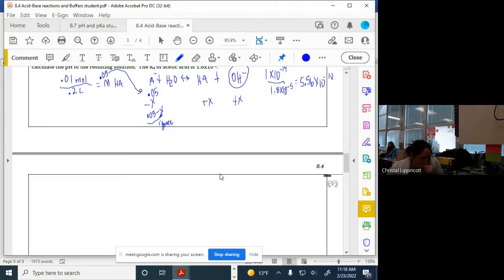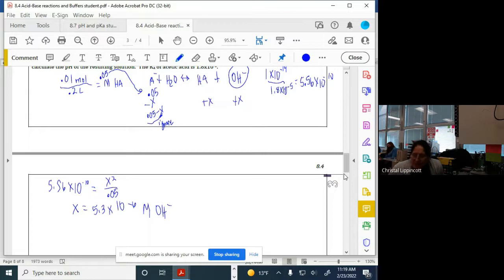So then my KB is going to be equal, so 5.56 times 10 to the minus 10 equals X squared over 0.05. Multiply both sides by 0.05 and then take the square root, and I get X equal to, and what is that? What units? Right, this is my molarity of OH minus.